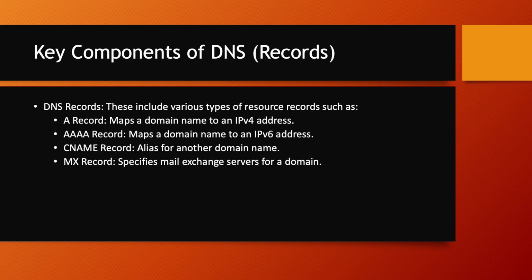Key components of DNS records. These include various types of resource records, such as the A record. These map a domain name to an IPv4 address. The AAAA record. These map a domain name to an IPv6 address. A CNAME record. This is an alias for another domain name. And an MX record. This specifies mail exchange servers for a domain.